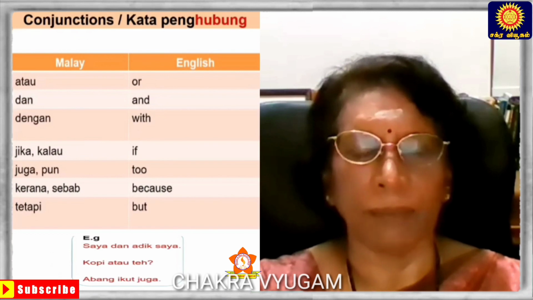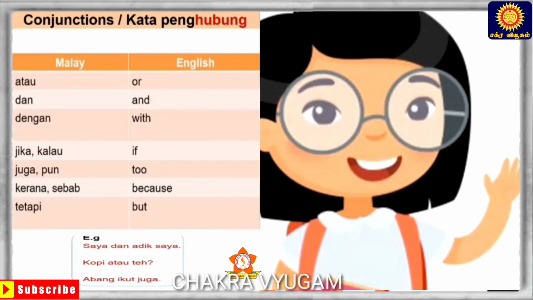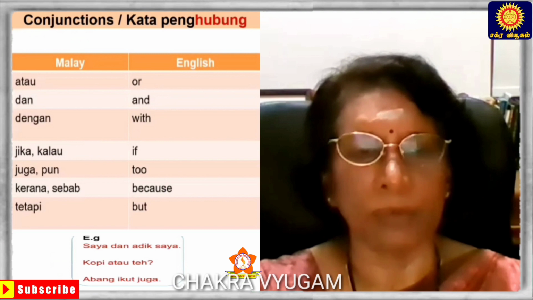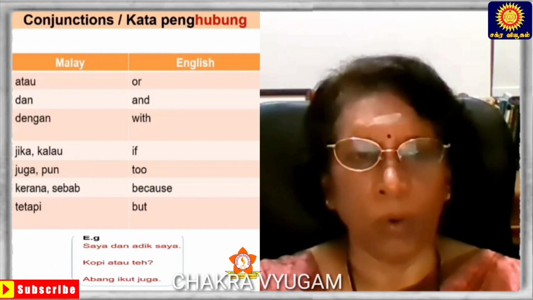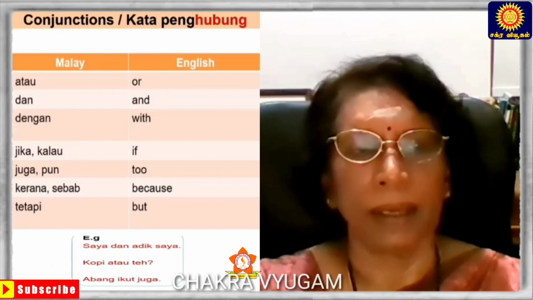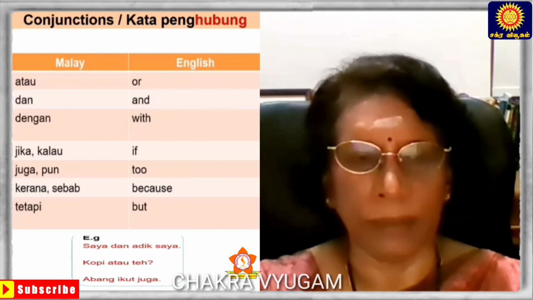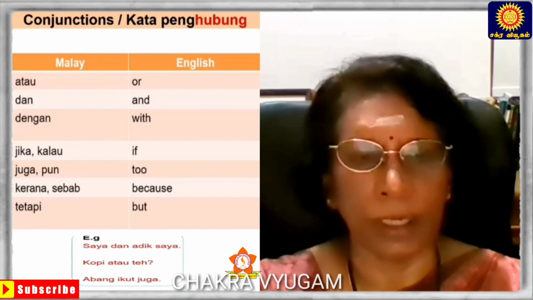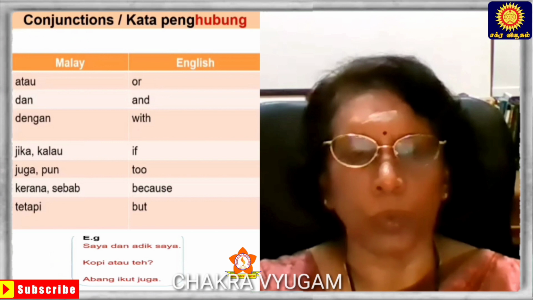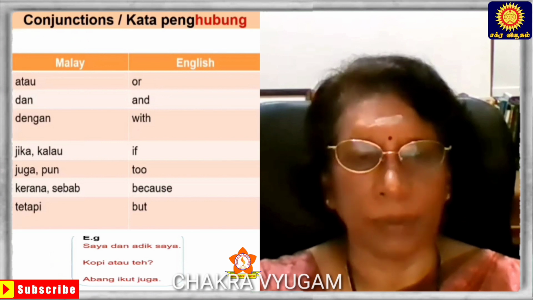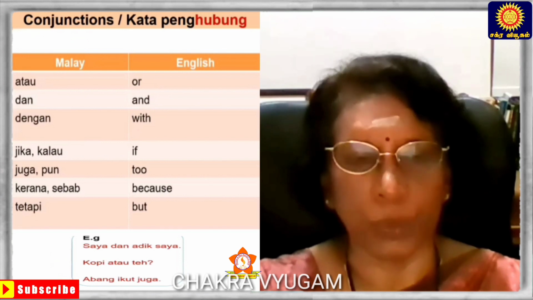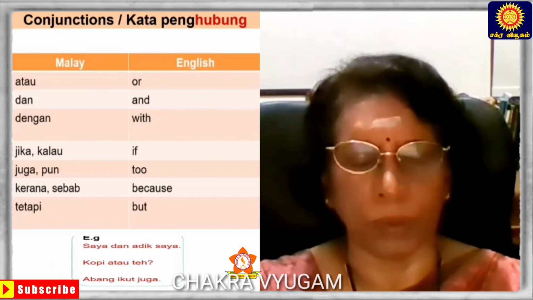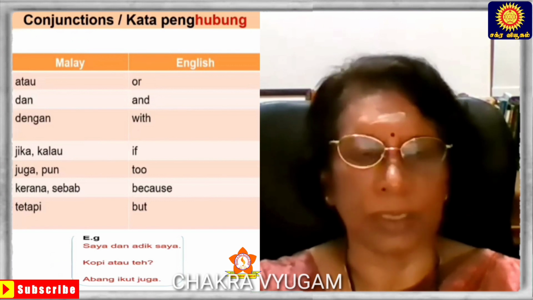All right, here we are coming to conjunctions. Very important, very common, and these also link words, mostly nouns. All right, atau is or, dan is and, dengan is with, which we used already. Jika and kalau are if. Juga and pun are too. Now this you will be using in sentences. Me too, right? My child too will be juga or pun. How it is used in the sentence.